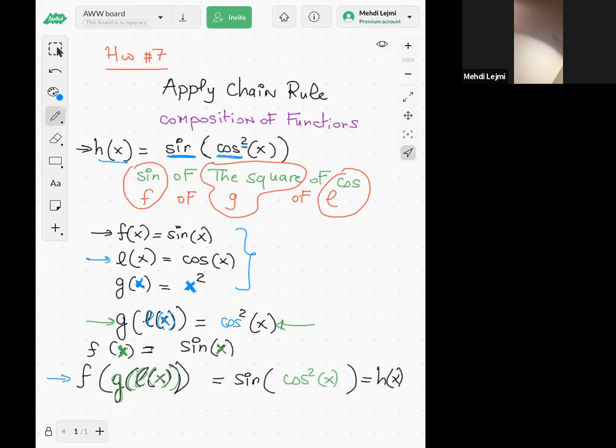Once you find your three functions, that's the first step. You have to express your h as a composition of three functions f, g, and L. The second step, of course, is to compute the derivative. So now you have to compute h prime.